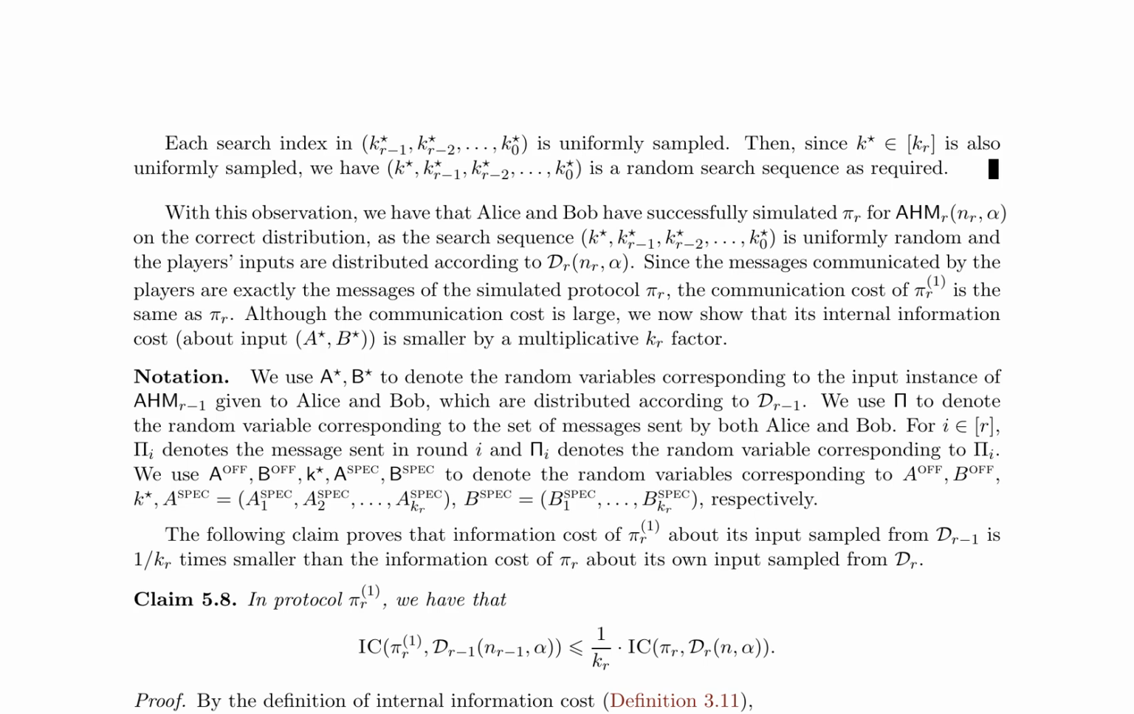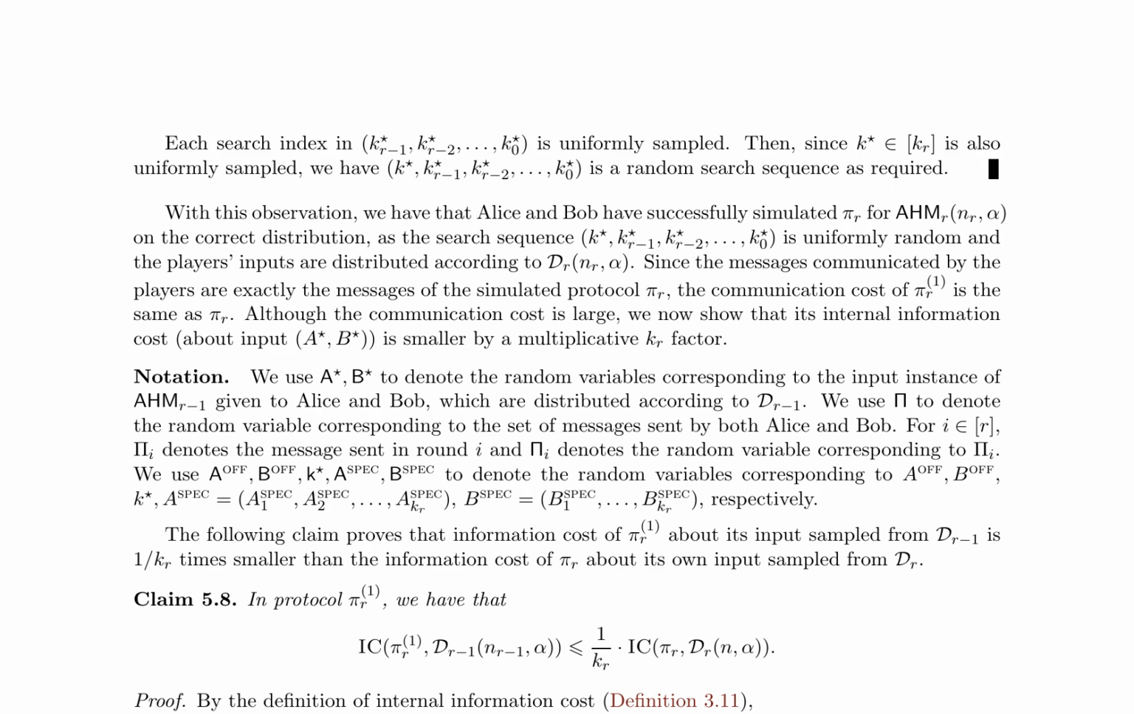The authors introduce notation for the random variables corresponding to the input instance of AHM_{r-1} given to Alice and Bob, the set of messages sent by both players, and the messages sent in each round. They also define the random variables corresponding to A_OF, B_OF, K*, A_SPEC, and B_SPEC.